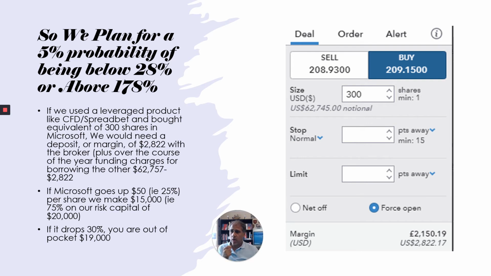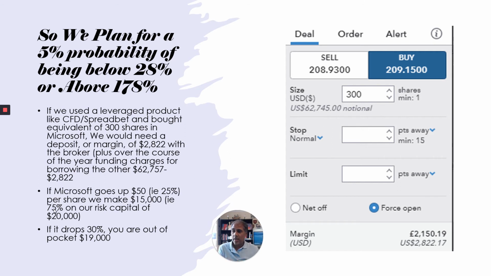The difference between the margin and the notional, because we're borrowing that from somewhere in order to own the shares, and we're borrowing it from the broker, and the broker will be able to tell you what the charges might be over the course of a year. Now, if Microsoft does indeed go up, let's say $50 on its share price, which was at 209, i.e. it goes up 25%, because $50 out of 209 is roughly 25% per share, we make $15,000. Why? Well, 50 times 300 is 15,000, i.e. 75% on our risk capital of $20,000.